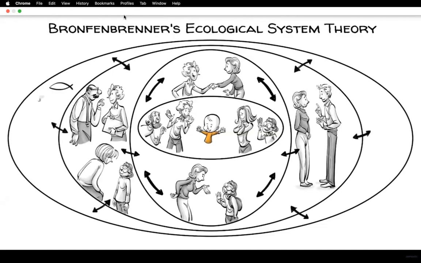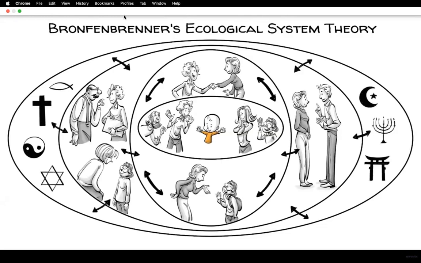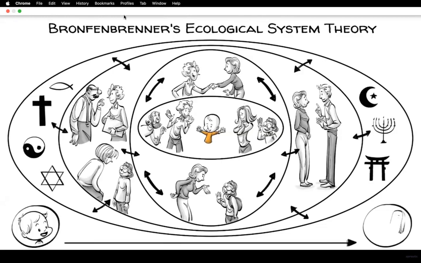Next is the overarching culture, religion, and social norms that influences all others. And lastly, there is time, which changes everything over the course of one's life.